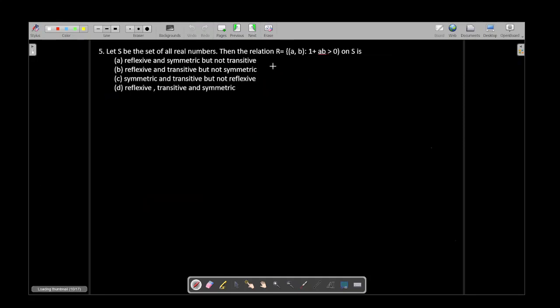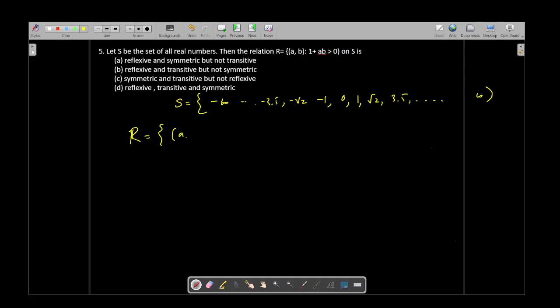Now let us move on to the next problem. This is an interesting problem. The given set is all real numbers from minus infinity to plus infinity, which contains whole numbers, rational numbers, fractions, negative numbers, negative roots, negative fractions, etc. All these numbers we have in the set. Now we have to develop a relation on this set such that 1 plus AB is greater than 0.